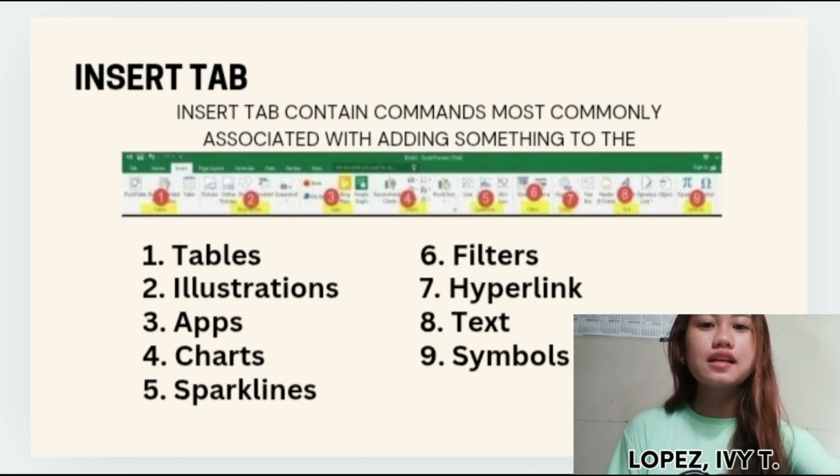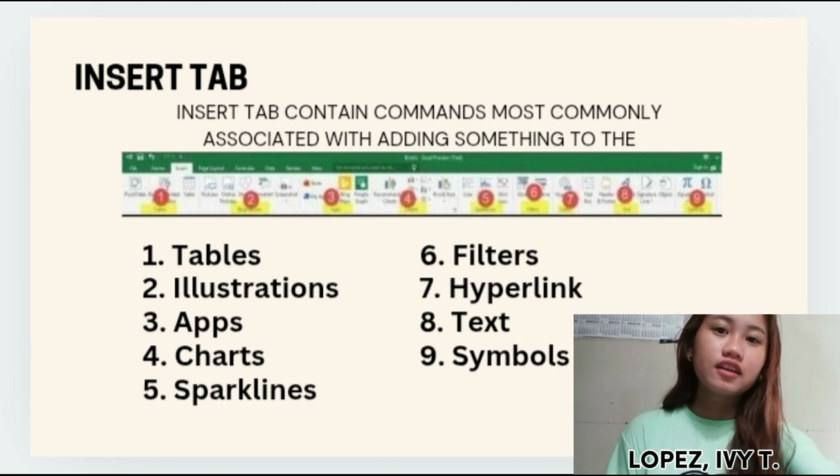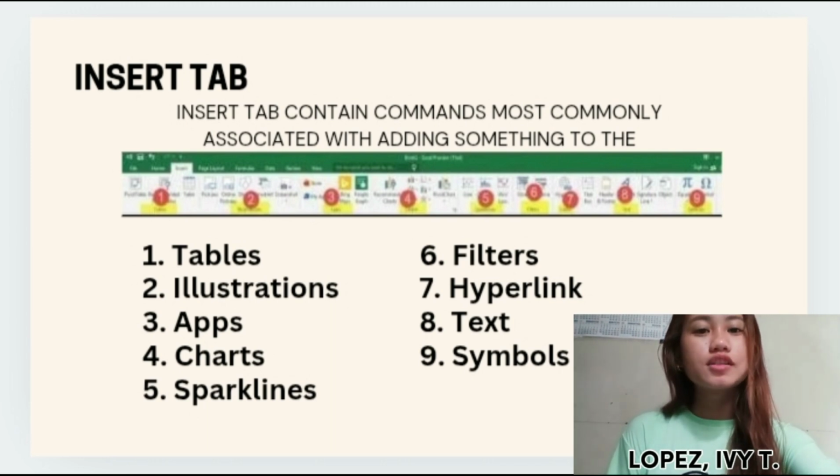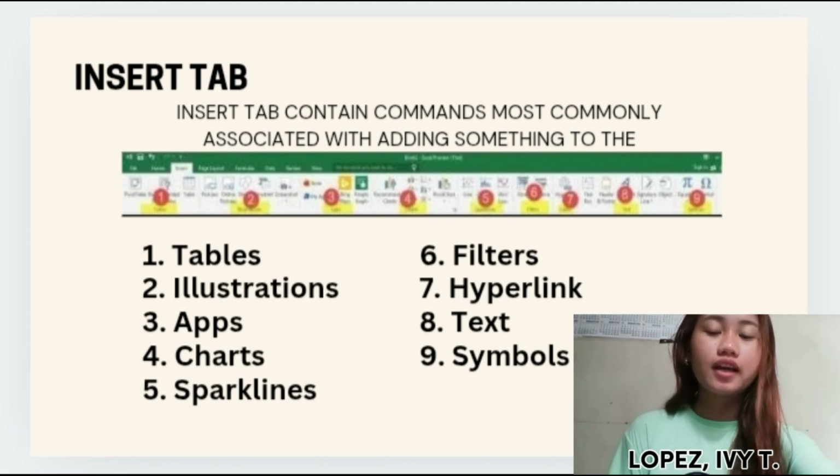Number 5 is Sparklines. Sparklines are mini charts that are made on the number data and can be displayed within the cells. There are different options available for sparklines like line sparkline, column sparkline, and win-loss sparkline. We will discuss the details in the later part.